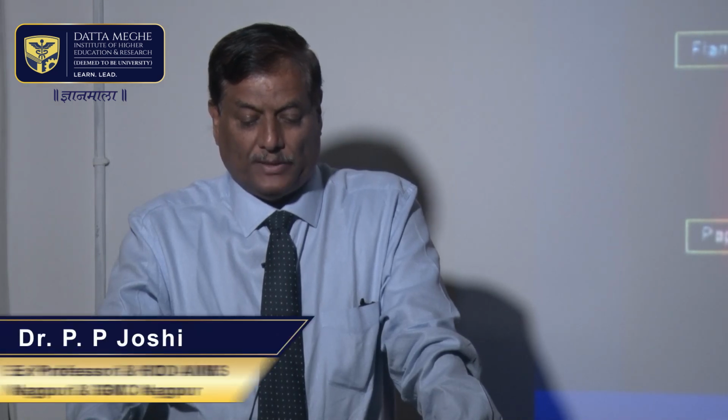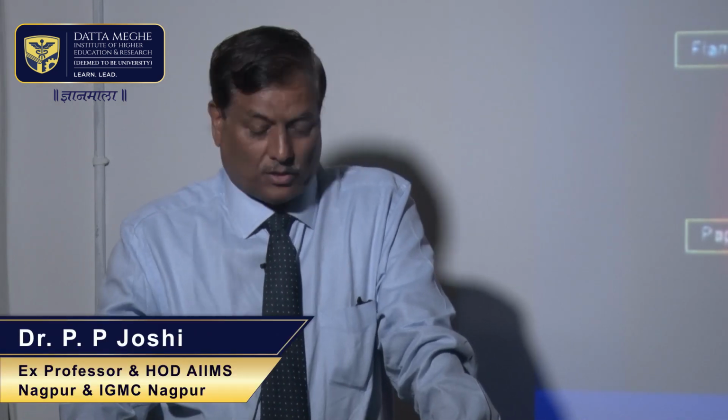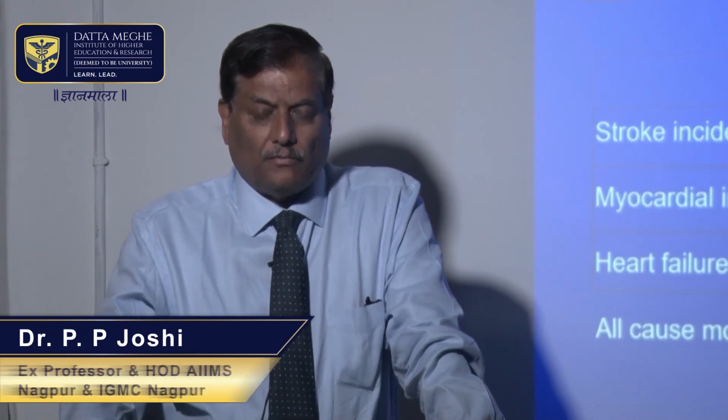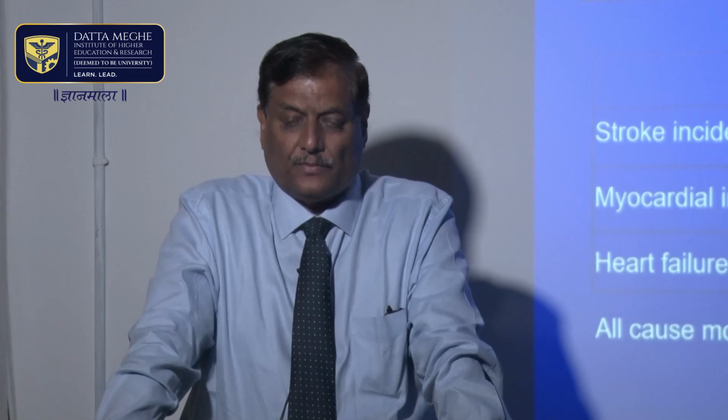Now, this is again a picture of a retinal picture which actually shows flame shaped hemorrhages, papilledema, hard exudates and cotton wool exudates. Spots are seen. Now, why should we treat hypertension?